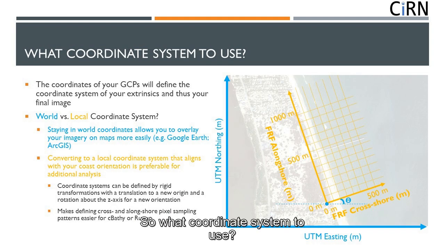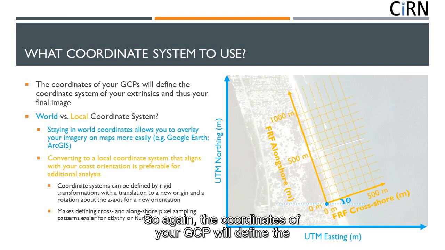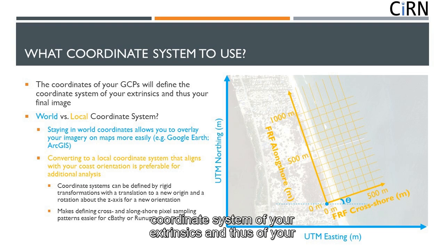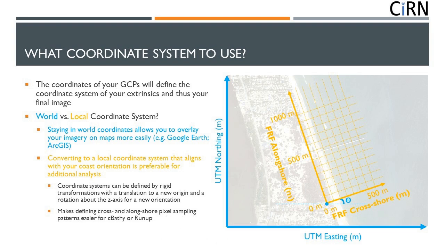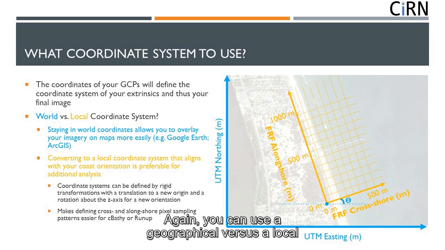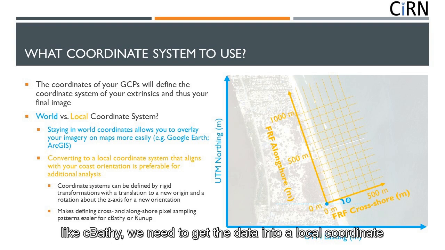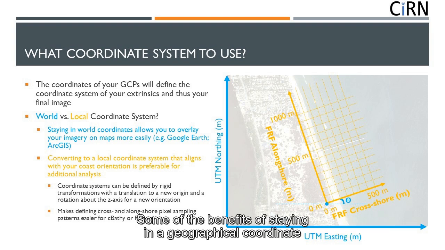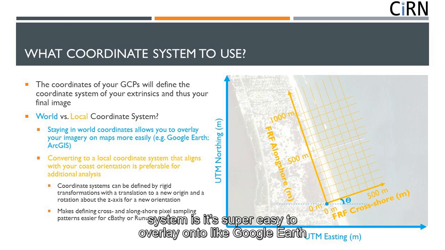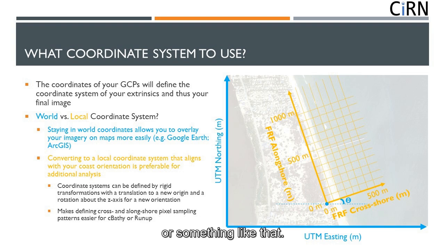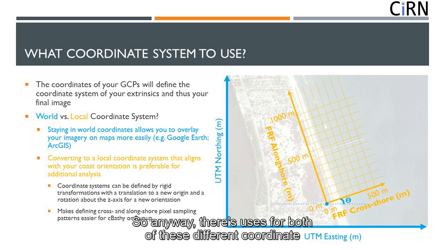So what coordinate system to use? Again, the coordinates of your GCPs will define the coordinate system of your extrinsics and thus of your final projected image. You can use a geographical versus a local coordinate system. For a lot of the more advanced downstream CIRN products, things like CBATHY, we need to get the data into a local coordinate system. One benefit of staying in a geographical coordinate system is that it's super easy to overlay onto something like Google Earth. There are uses for both of these coordinate systems.